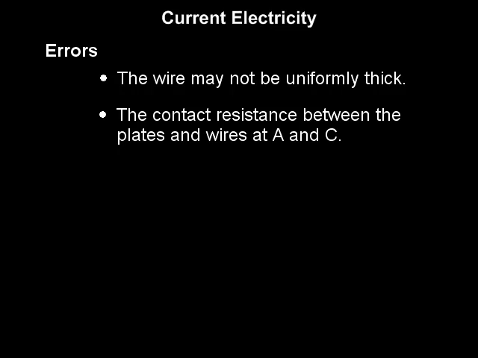And the second error is that the contact resistance between the wire and the strips A and C plays a significant role in resistance measurement if the null point is obtained near P or Q. These errors cannot be eliminated. However, they can be minimized as follows.